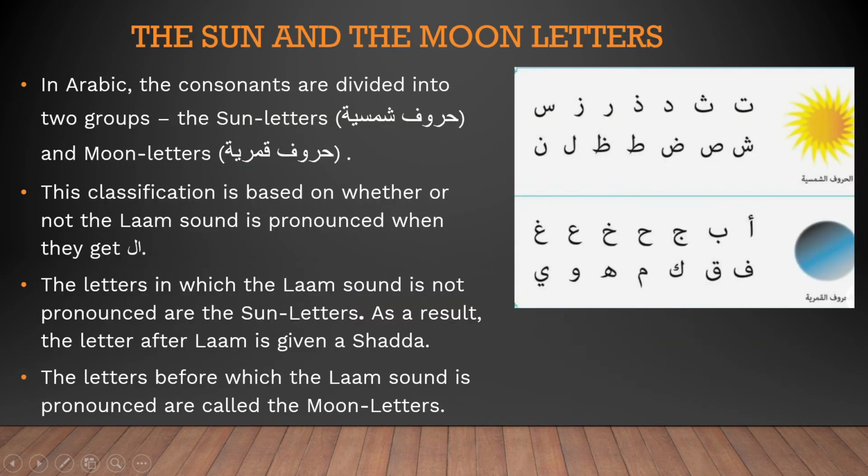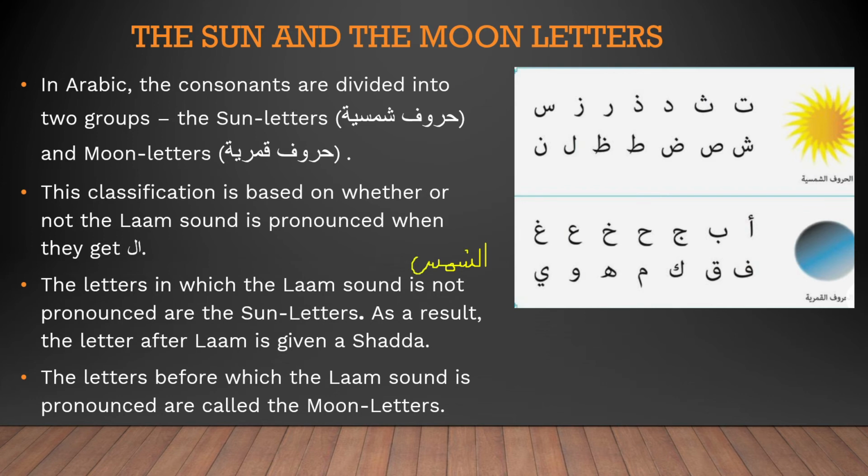So now we're going to learn about a new concept in Arabic, the sun and the moon letters. In Arabic, the consonants are divided into two groups. There are the sun letters and there are the moon letters. Huruf Shamsiya, Huruf Qamariya. This classification is based on whether or not the lam sound is pronounced when they get the al. So whenever these letters, for example, if they're in a word like this, and then they have al before it, can you see the alif lam?